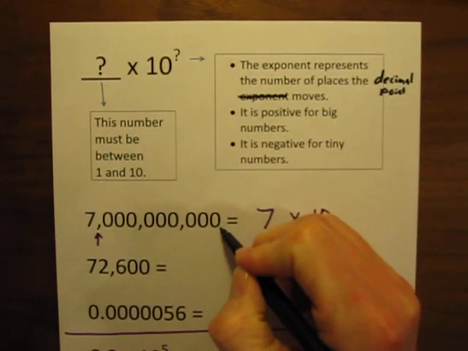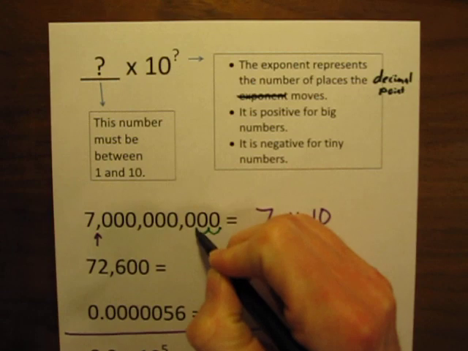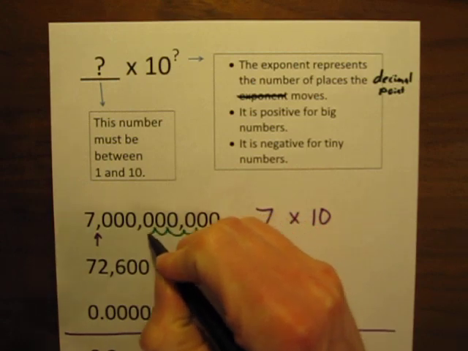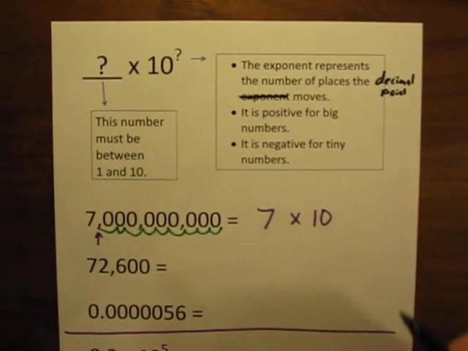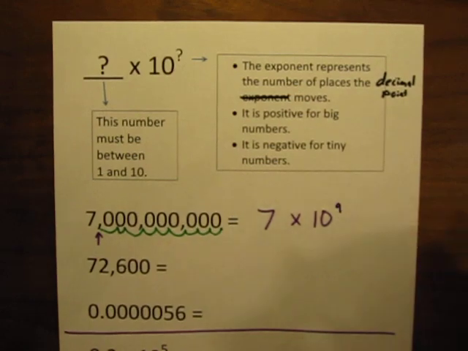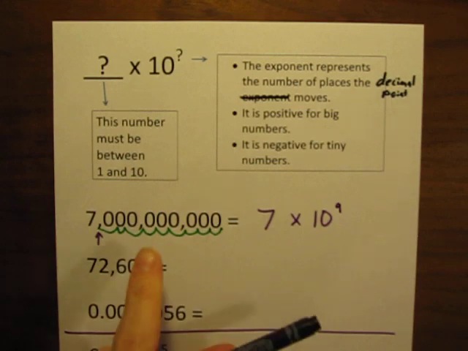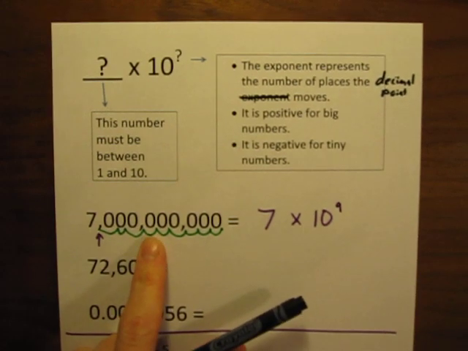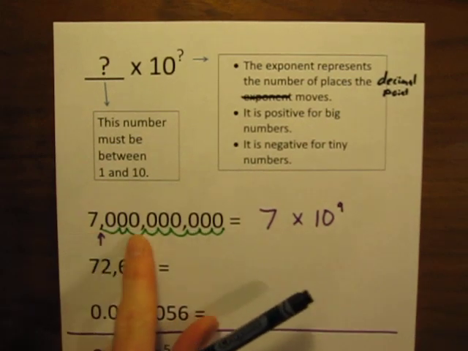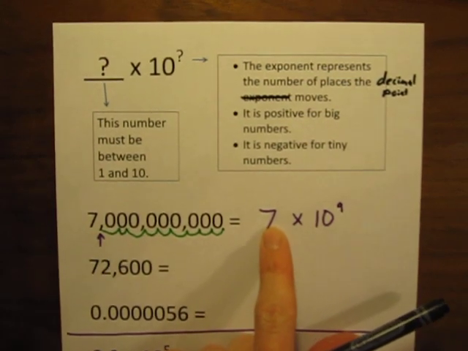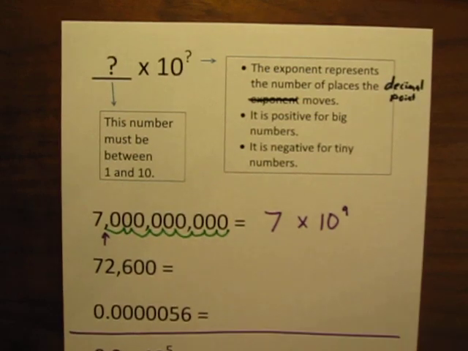So we moved it from here, we moved it over 1, 2, 3, 4, 5, 6, 7, 8, 9 places. So we move that decimal point over 9 places. That's our exponent. Positive or negative exponent? Well, this is a huge number. Remember, big numbers have positive exponents. So we are done. 7 billion is equal to, in scientific notation, 7 times 10 to the 9th. Let's do another one.